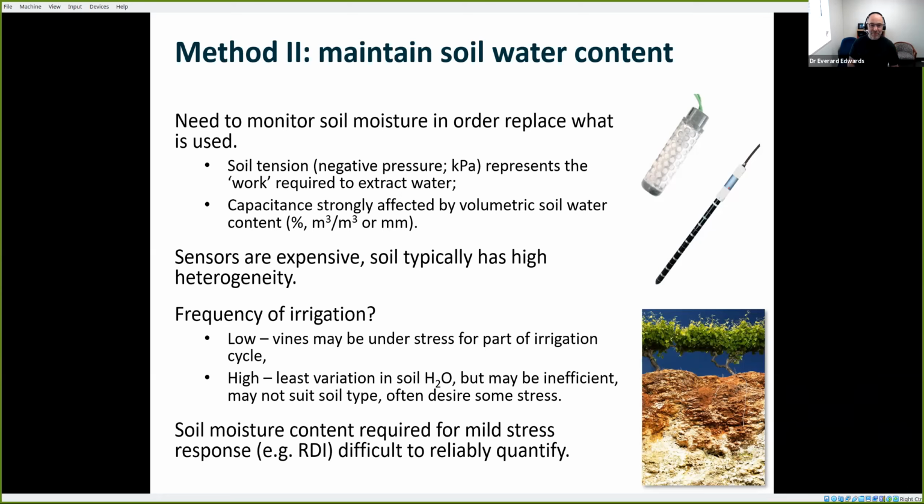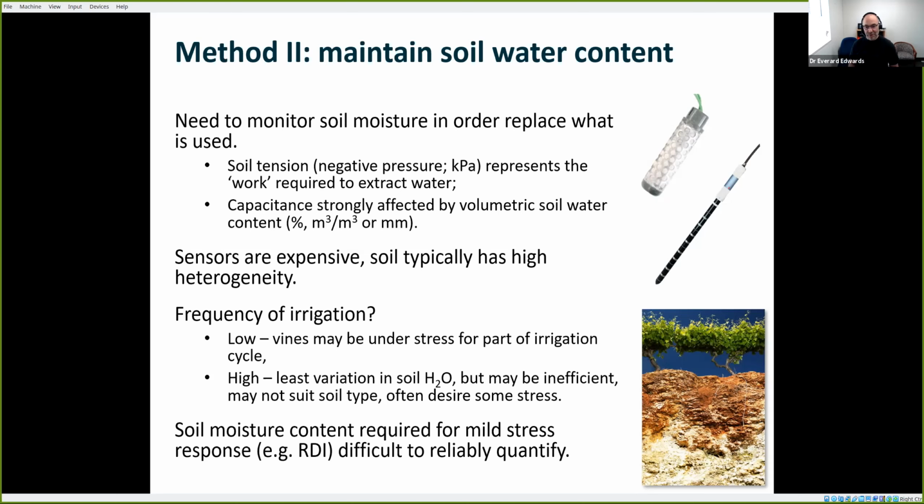With either of these methods, we also have questions around the frequency of irrigation. So the less frequently we irrigate, the less well we're replacing that evapotranspiration or maintaining soil moisture, and the vines might be under stress for part of it. On the other hand, if you do pulse irrigation, every day or multiple times a day, you'll get far less variation in the soil moisture, but often it's not the most water efficient way of applying. It may suit some soil types, not others.